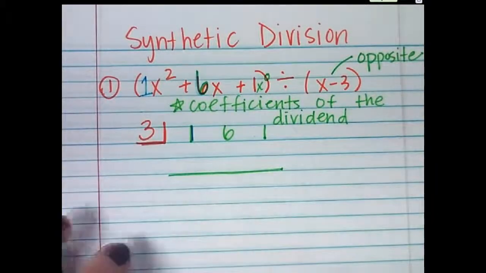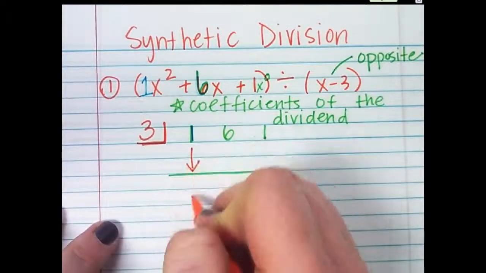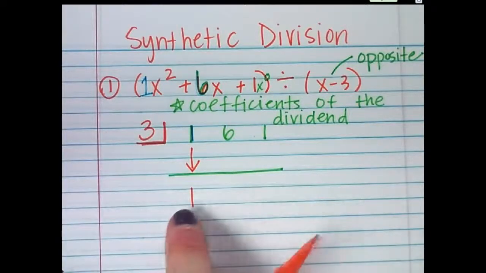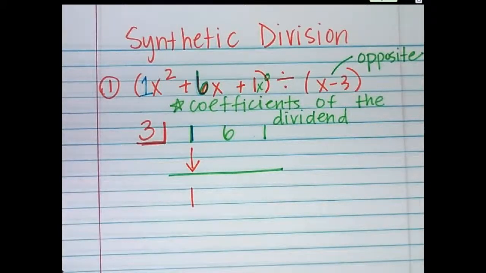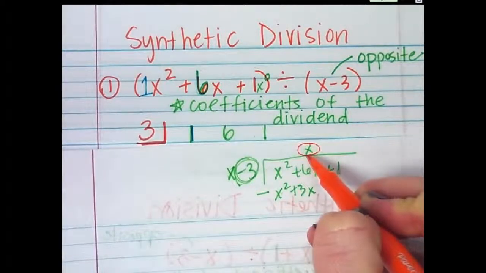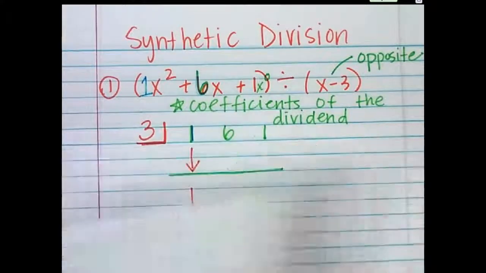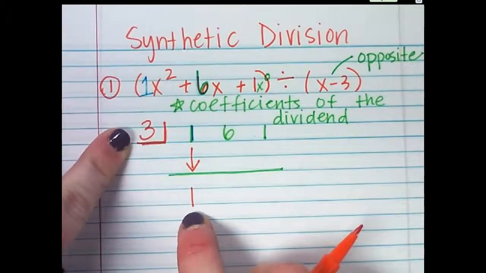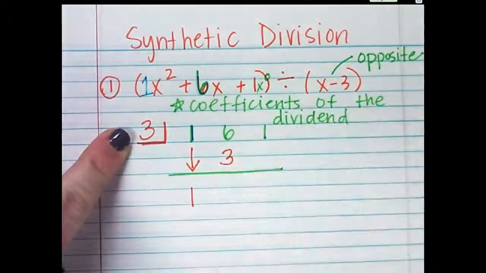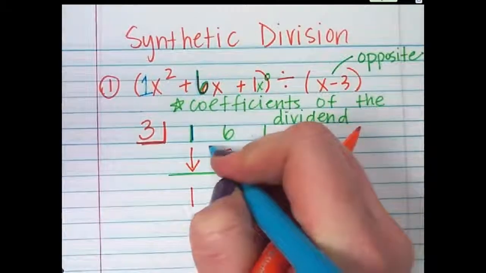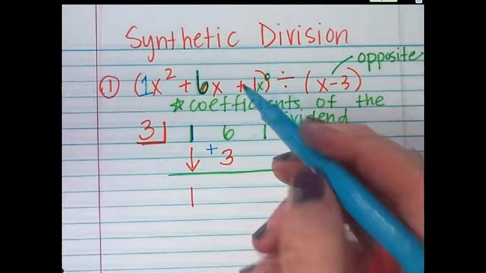So here's how you do synthetic division. You always drop down the first number. If it's under the line, think of long division. When it's on top of the line, what do I do with it? Multiply, right? Same thing. When it's under the line, I'm going to multiply. 1 times 3 is 3, and it goes under the 6. Here's where we're going to add. I don't usually write a plus sign here, but so you have it on the first one.